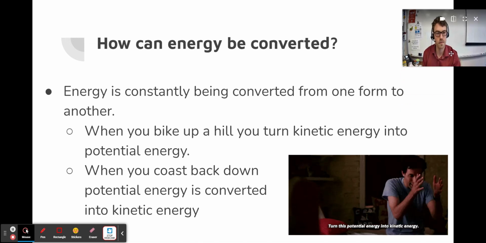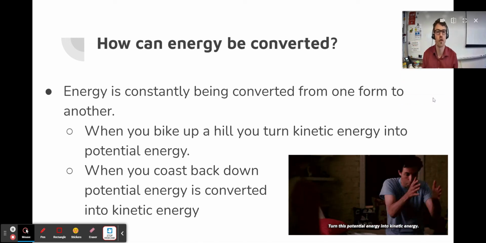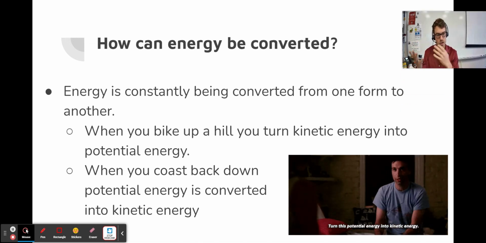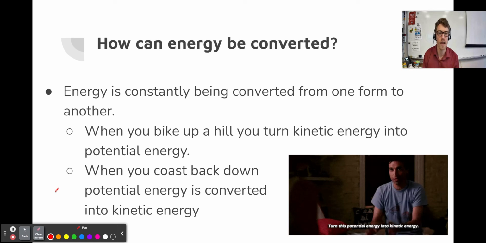So how can energy be converted, right? We have these two different forms of energy, the potential and the kinetic, so how can it be converted? Well, energy, and there are many types of energy, can all be converted back and forth to one another, all right? You're not stuck with one kind of energy. Energy is constantly being changed back and forth between the different types.